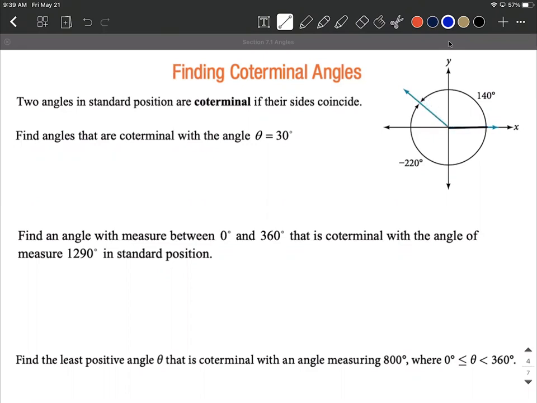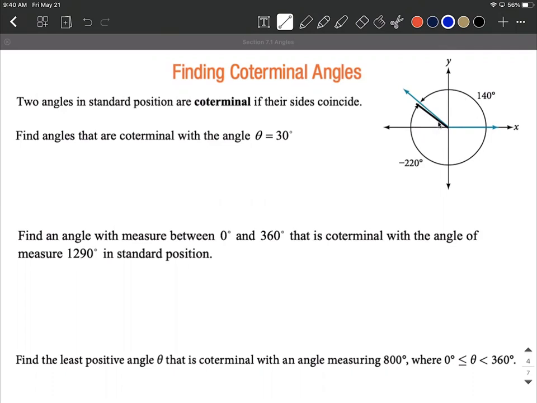So if we went in the positive direction, like this 140 degrees, it lands over here in the second quadrant. Or if we start out and go a negative 220 degrees, what happens is it wraps around in the negative direction, in the clockwise direction, but the terminal side lands in the exact same spot. All right, so this terminal side lines up for both of these.